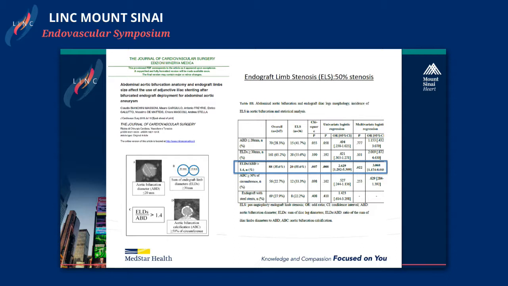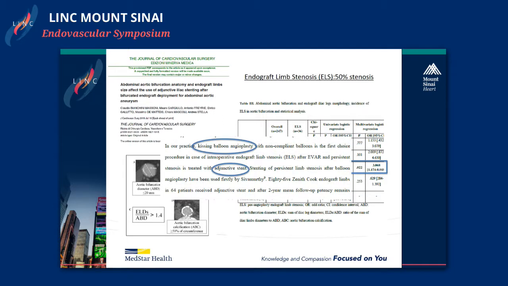This paper looked at predictive components of endograft limb stenosis, which was defined as a 50% stenosis. They looked at aortic bifurcation diameter, the sum of the limb diameters, the sum of the limb diameters over the aortic bifurcation diameter as a ratio, and then calcification. The one predictive component that could predict endograft limb stenosis was the ELD to ABD ratio of greater than 1.4. And that makes sense, right? Obviously, the more limb or prosthetic you have in the smaller space, the more predictive of a problem. And when they had these situations, what they recommended was kissing balloon angioplasty and then subsequent adjunctive stenting when necessary.